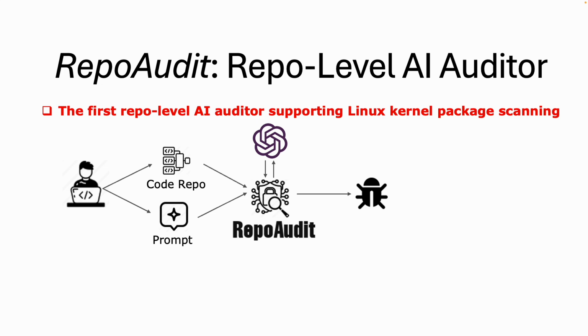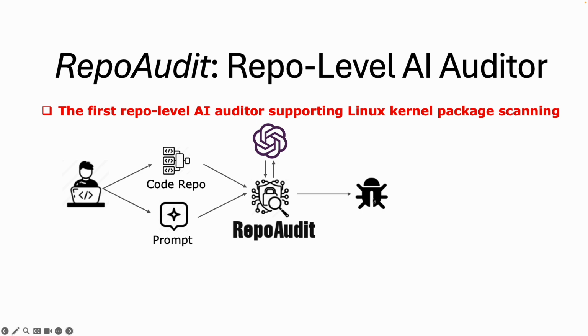Basically, the user of RepoAudit only needs to specify the prompts to define the bugs and offer some buggy patterns as examples. Then our RepoAudit can behave as an agent, interact with the repo, and scan the repo with a language model. So finally, it can give the bug reports.